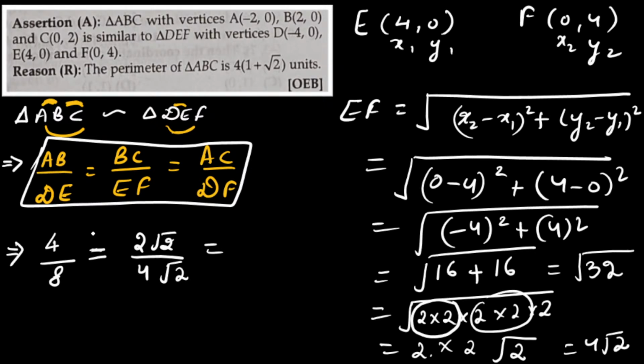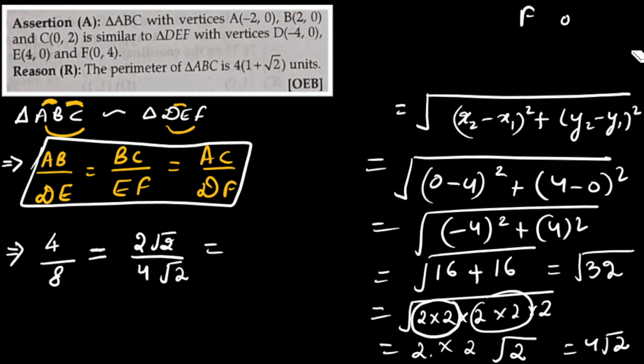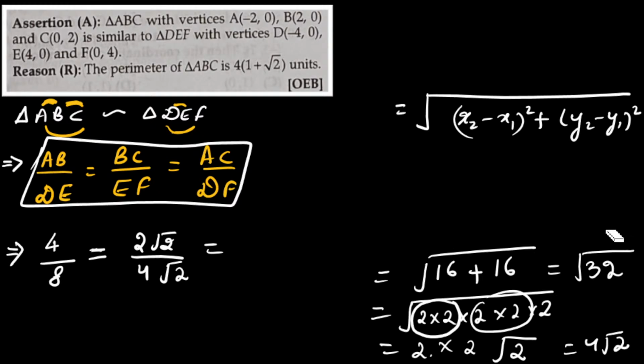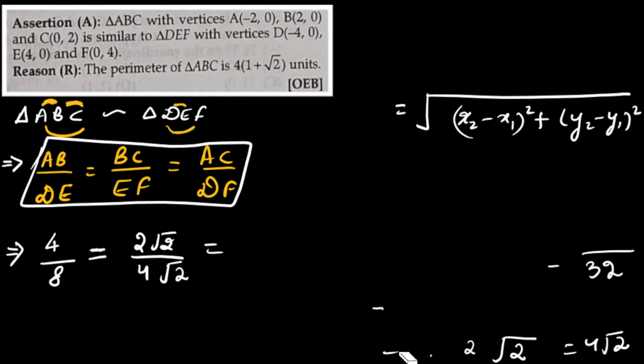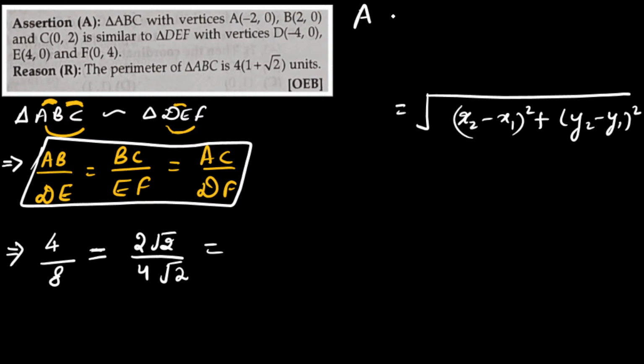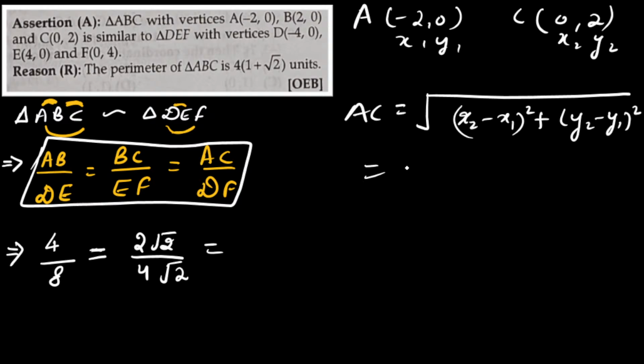Now I'm just substituting here. Now let's find AC. For finding AC, we need the coordinates of A and C. So same way, using the distance formula, we will find the length of line segment AC. So coordinates of A are minus 2, 0 and coordinates of C are 0, 2. So this is x1, y1, this is x2, y2.